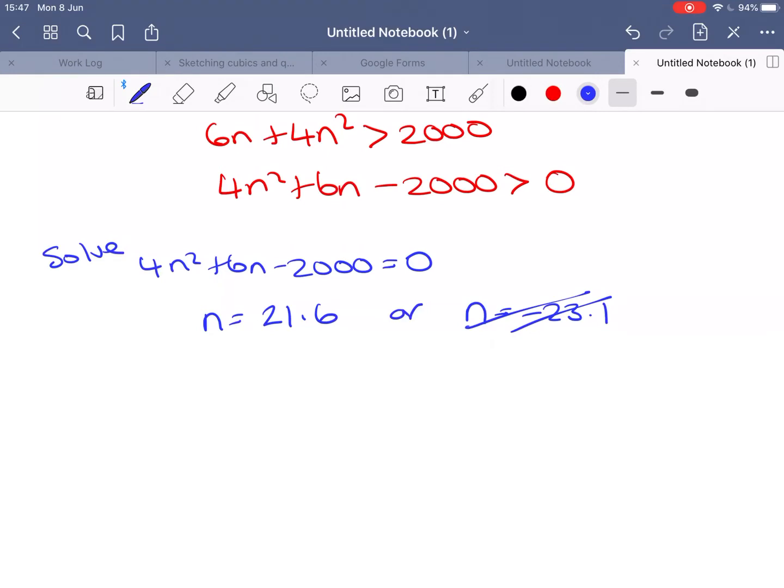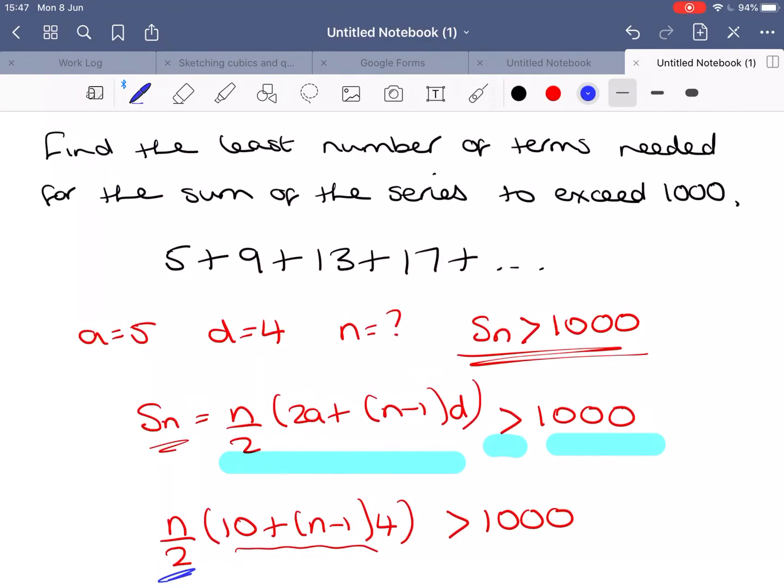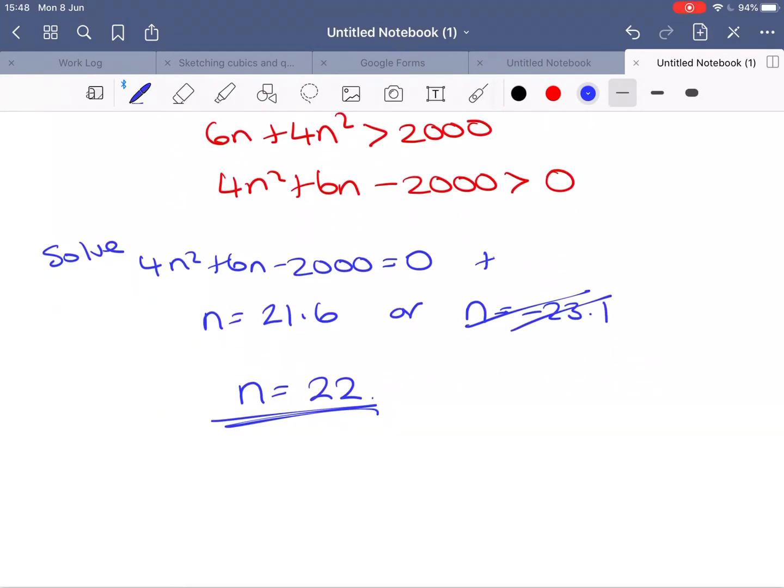Okay, now n has to be bigger than 21.6, but n is a number of terms, so n has to be a whole number. So your actual solution becomes n is 22. So in this sequence I need 22 terms before the sum of this series becomes bigger than 1,000. Okay, but like I say, just use your calculators at these points with your equation solver. Pop it in and just write down what your two values are, but it's important you scrub out that n equals a negative. You can't have a negative number of terms.